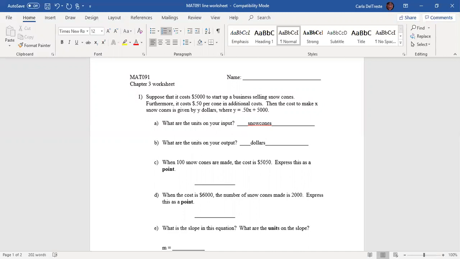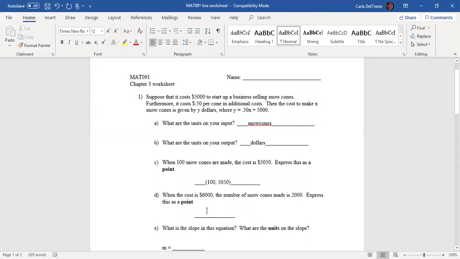Express this as a point. Well, this is why it's so important to know your input and your output. Your x here represents snow cones, and your y is representing dollars. And so all ordered pairs are input comma output, or x comma y. So it's going to be the point (100, 5050).